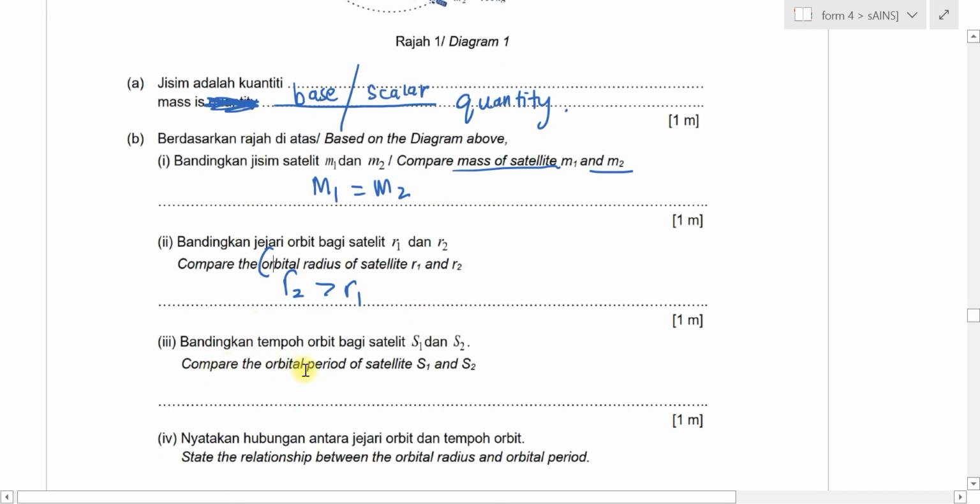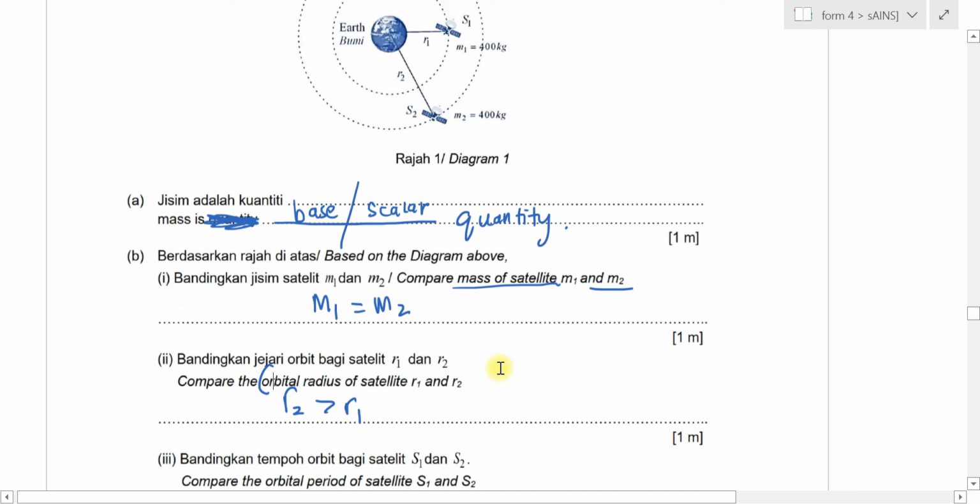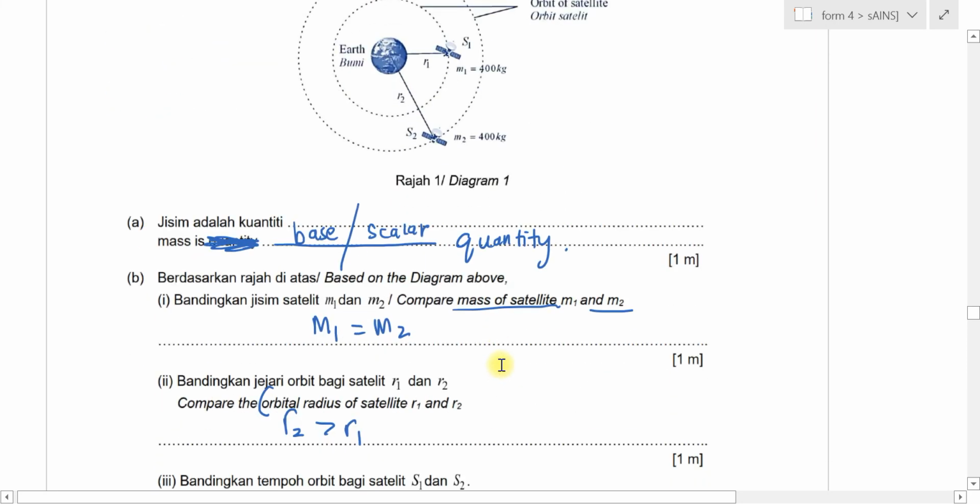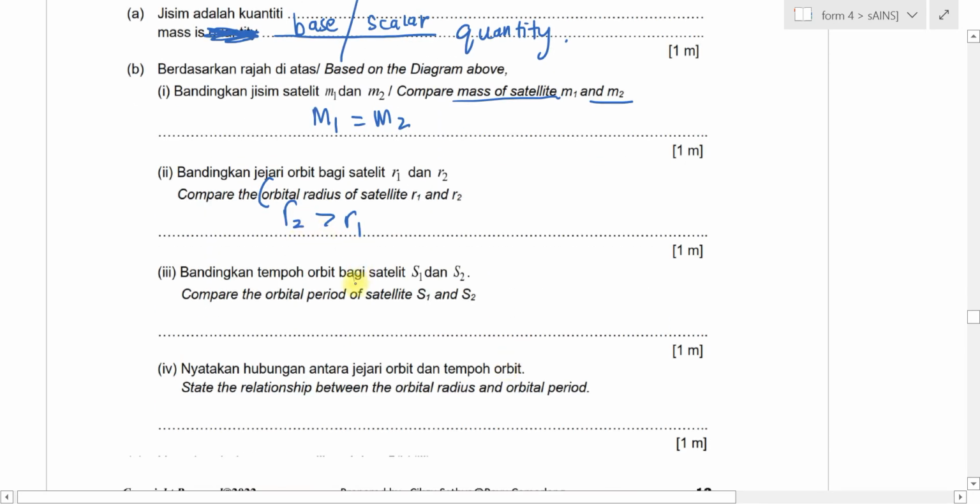Compare the orbital period S1 dengan S2. S2 is longer than S1. Yeah, S2 is longer than S1.